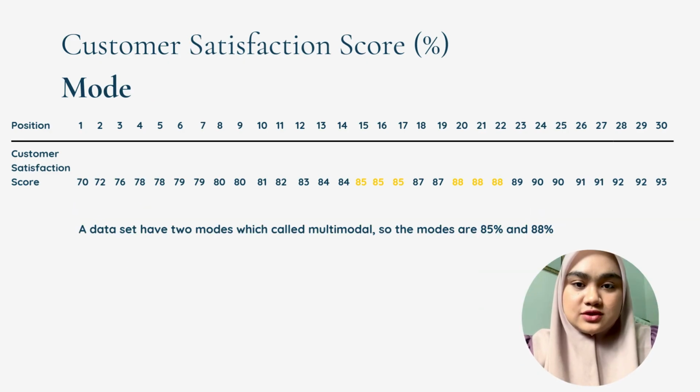For customer satisfaction score mode, here we have 30 satisfaction scores from different customers. We can see that both 85% and 88% appear more frequently than the others, each occurring 3 times. This makes our data multimodal, meaning it has more than one mode. In this case, the modes are 85% and 88%.